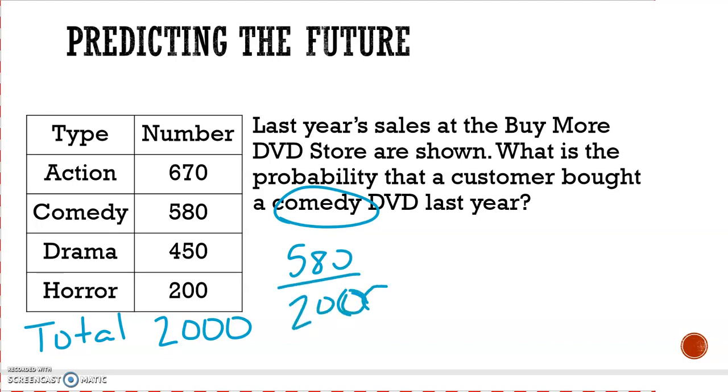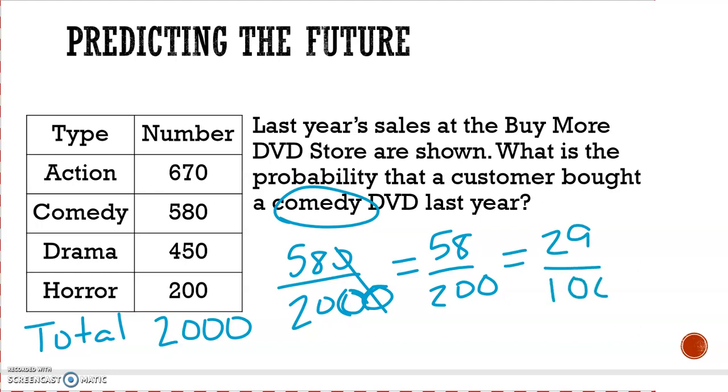So remember my trick about zeros on the end, we can just cross those off. So really we just have 58 over 200. If we take half of each of these, this gives us 29 over 100. Then 29 is a prime number, so the only number we could divide by is 29, and we cannot divide 100 by 29, so this is our final answer. What this means is that if you were to break it down, every 100 DVDs sold, 29 of them would be comedy.